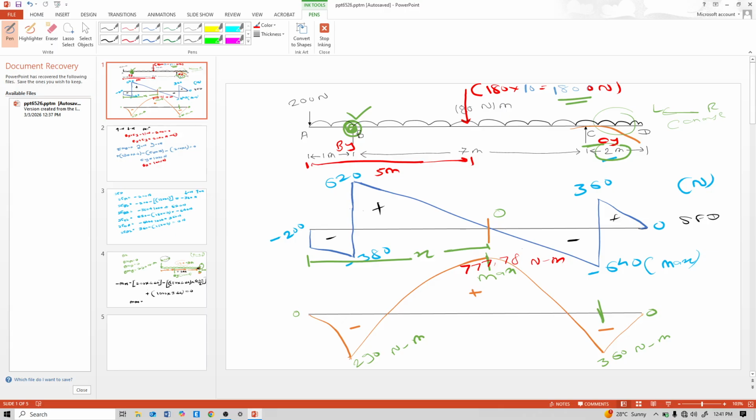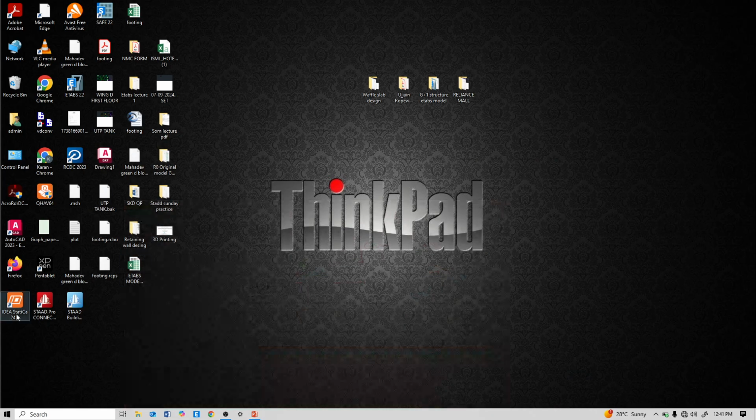Just remember how mistakes happen in this calculation of shear force diagram and bending moment diagram, and learn from mistakes also. Now start the analysis.